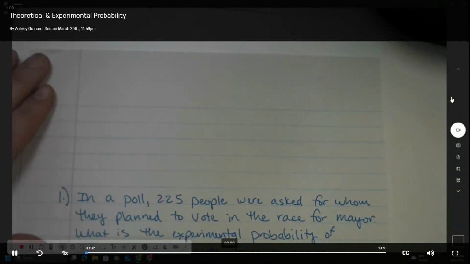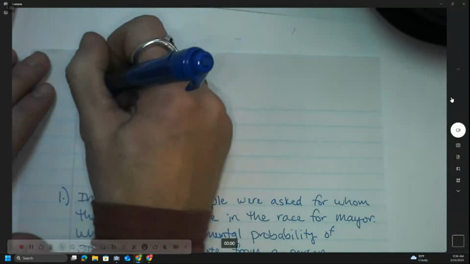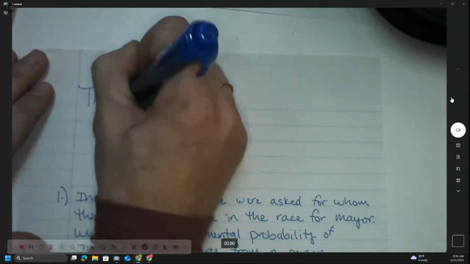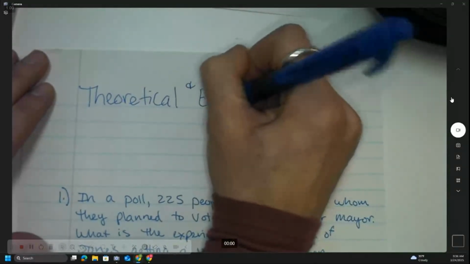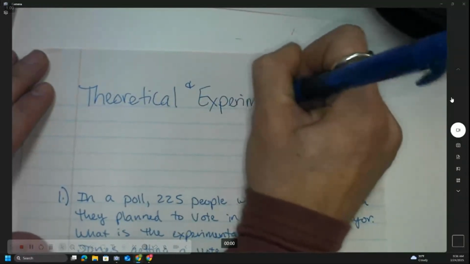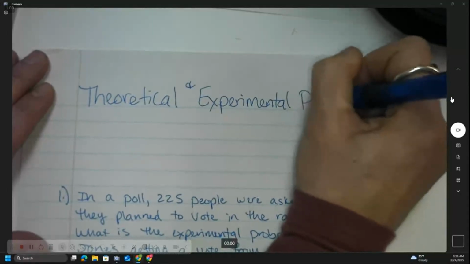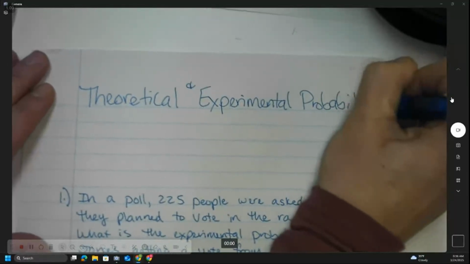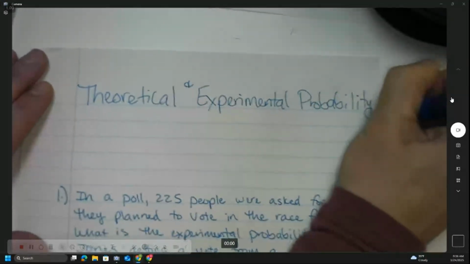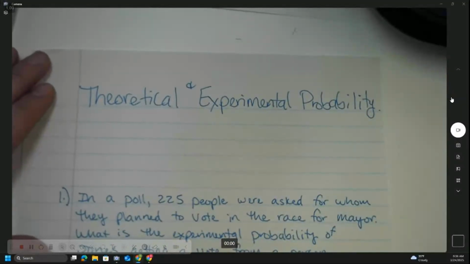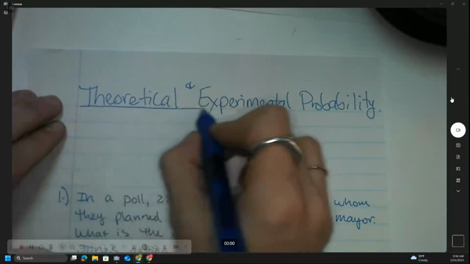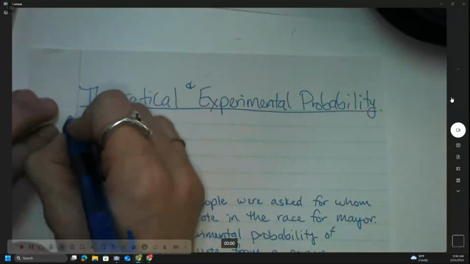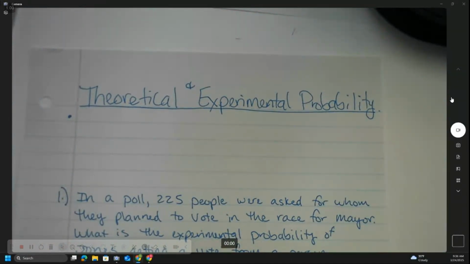Okay, next lesson is called theoretical and experimental probability. Now, when you're taking notes on this, you don't necessarily have to write what I already have written to set up for your notes. I do want answers, though, and definitions. So that's what I'm going to talk about first. The difference between experimental and theoretical probability.